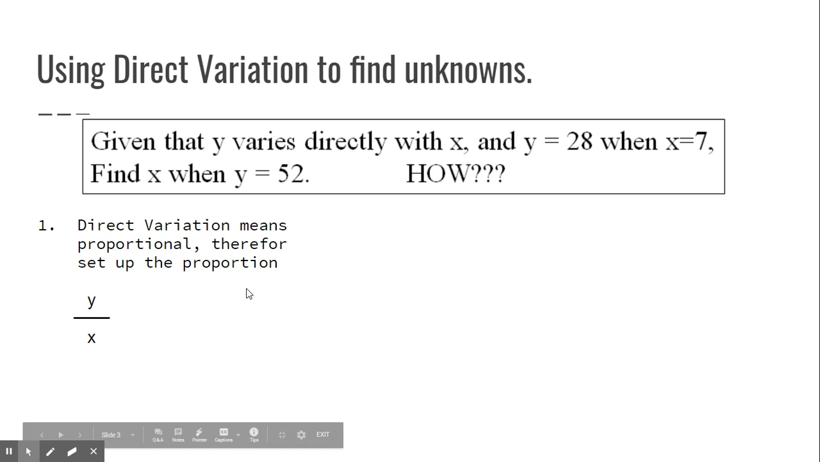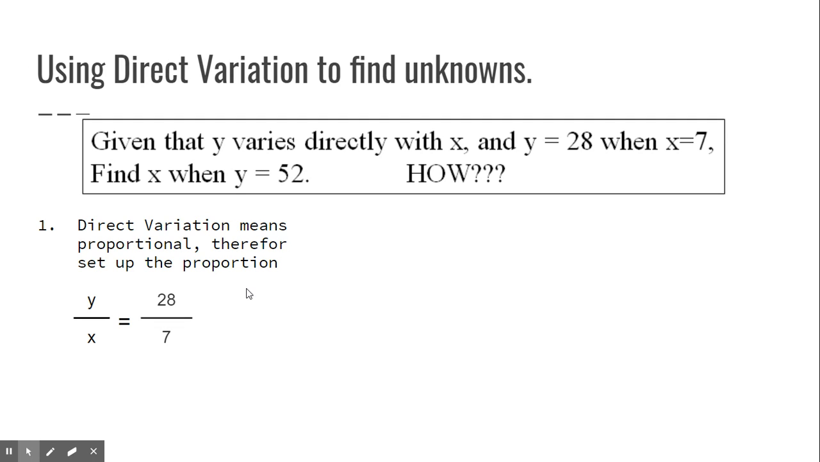So again, y varies directly with x, so y over x. Reading the story, it says y equals 28 when x equals 7. So y, which is my numerator, is 28. When x equals 7, that's my denominator. And I'm going to use a proportion, in other words, two equal fractions.